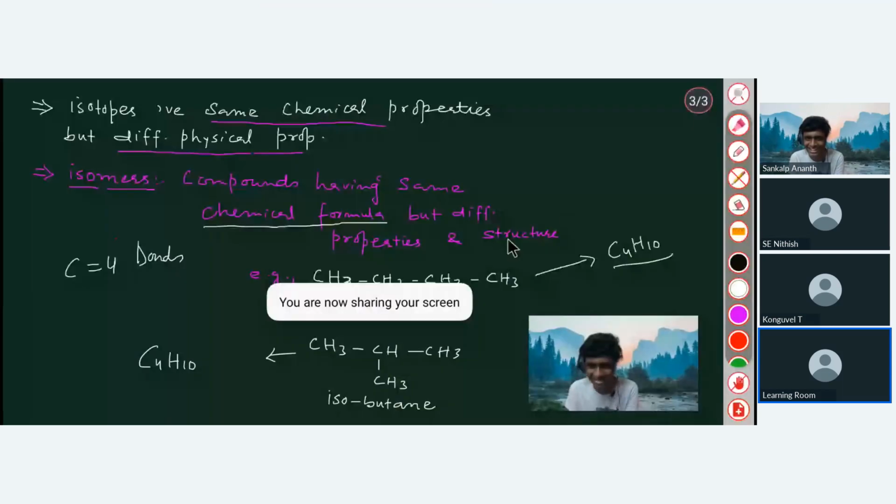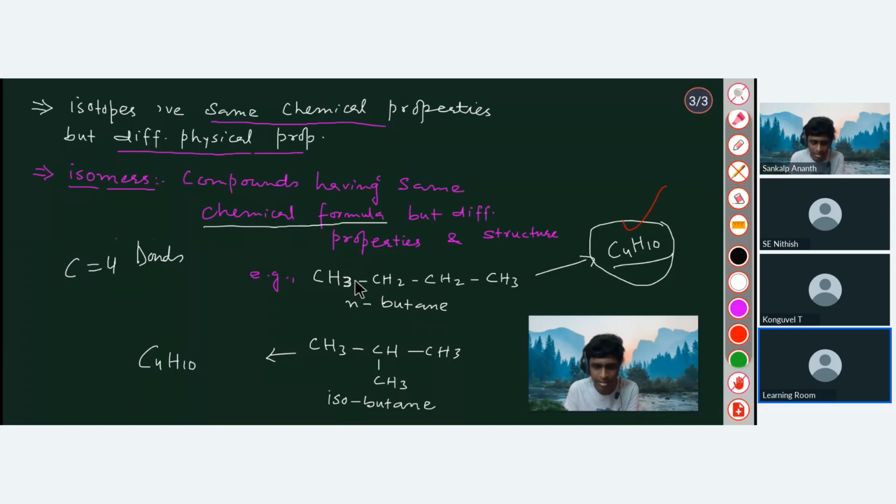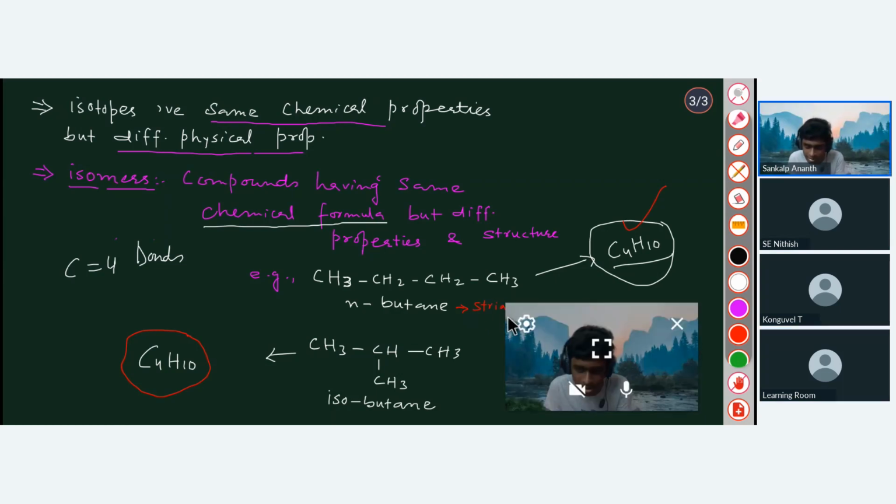Now tell me, what is the difference between the two? Both have the same molecular formula, C4H10. They are isomers. Both have the same molecular formula but different structures. The first one, N-butane, has a straight structure, and the next one has a branched structure. Such compounds, which have the same molecular formula but different structures, are known as isomers.